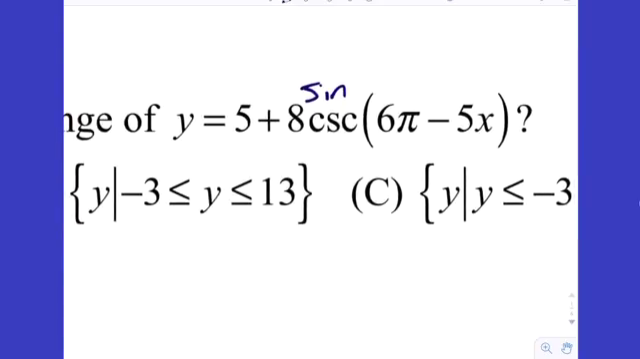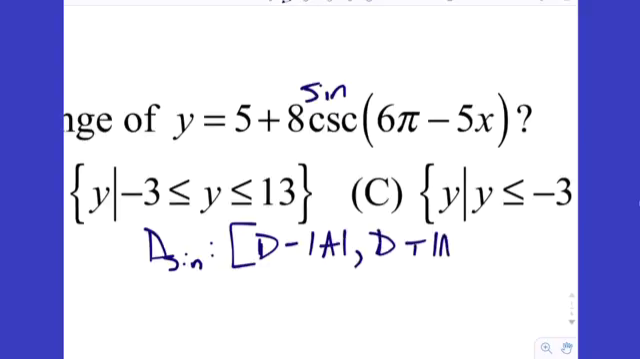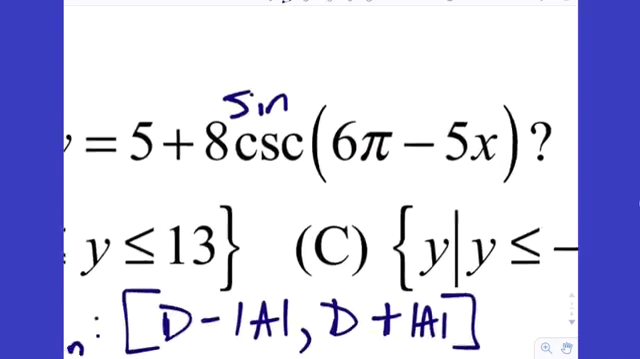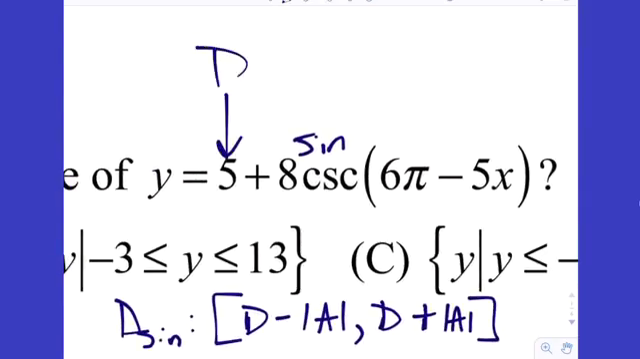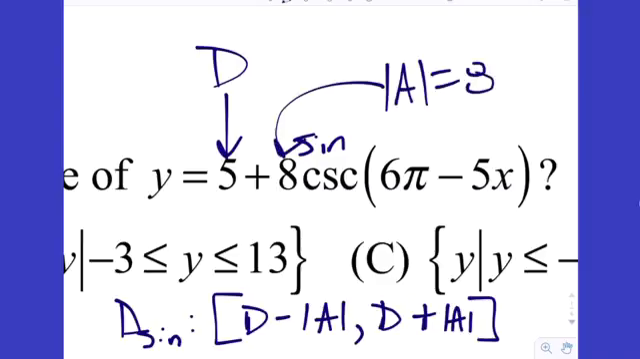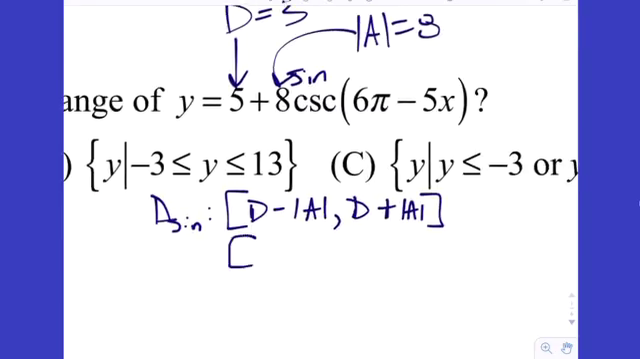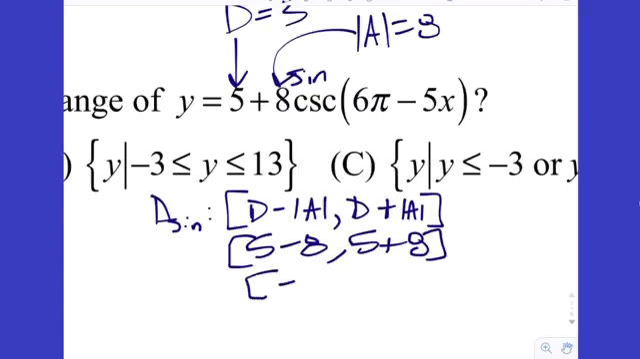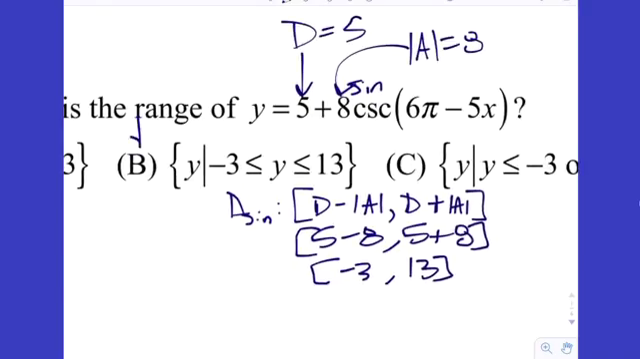Remember, sine is bounded between high and low. So the range for sine, if this were a sine function, remember, is the sinusoidal axis d minus the amplitude for the low point, and the sinusoidal axis d plus the amplitude for the high point. Well, let's see. The 5 would go at the back. That is your d value. And the a value is 8. So let's go ahead and write that out then. That would be 5 minus 8 for a low and 5 plus 8 for a high. So that ends up being -3 and 13. Now that is an answer. That's answer choice B. But that is for sine.